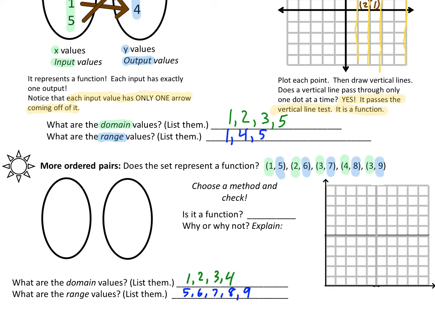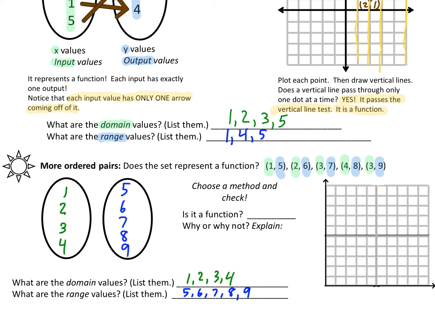If you make a map, you would put all of your domain values, your X's, or your inputs on the left. So 1, 2, 3, 4. Notice how we only write 3 once, even though there's 2 points with a 3. Now let's write our range values, our outputs, or our Y values on the right. So we have 5, 6, 7, 8, 9.